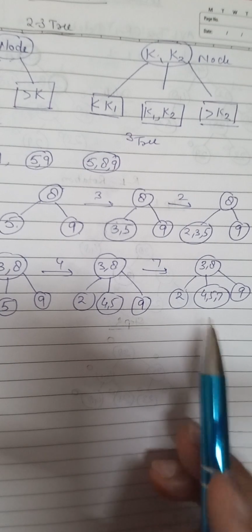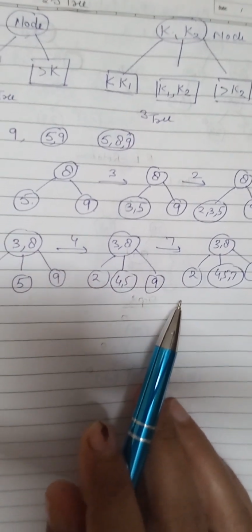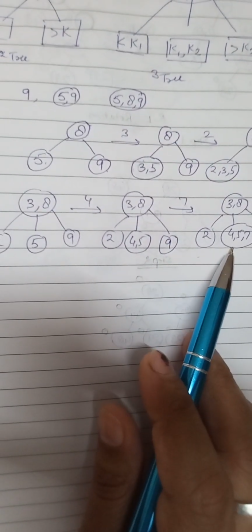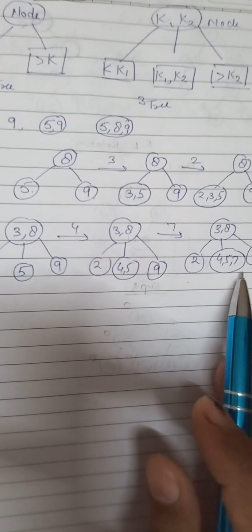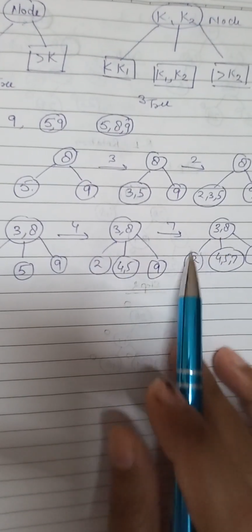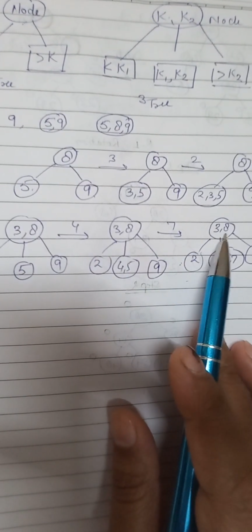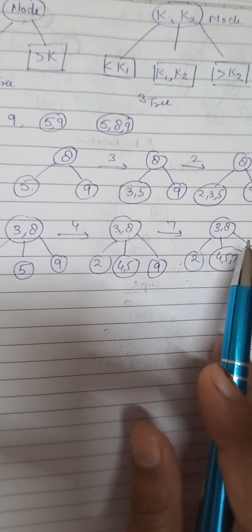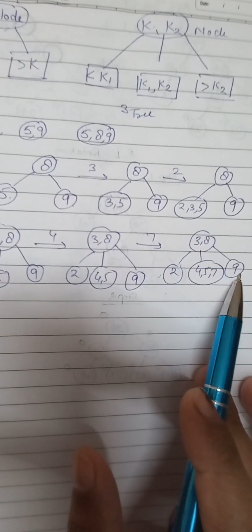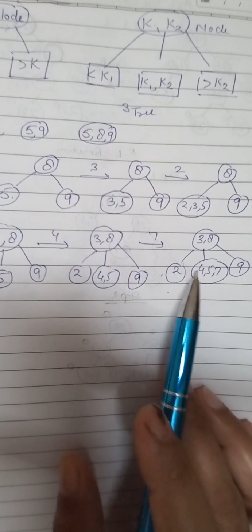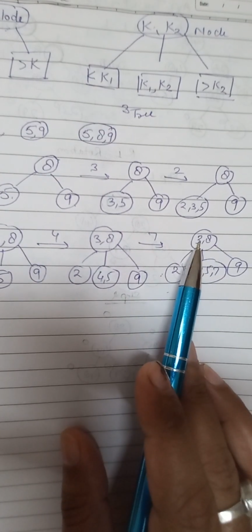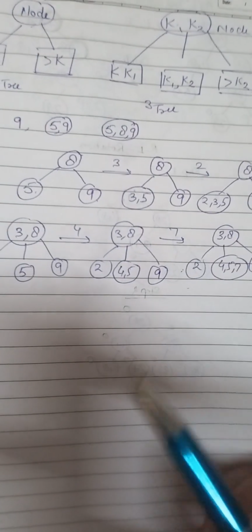So again we need to break it to make it a 2-3 tree. This is the condition of 2-3 trees. So again we need to put one node up, so that the left node will be less than that, the middle node will be in between, and the last node will be more than that. So we need to put 5. We are putting 5 over here.